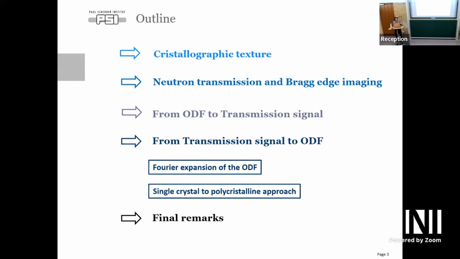And then the core, or the idea of the things that I have been working on since my PhD, which is how to go from the orientation distribution function, which is basically the texture, to simulate the transmission signal. And the other way around, which is the thing that we want to do, is how we can, from the transmission signal, try to infer some ideas or get the information about the texture.